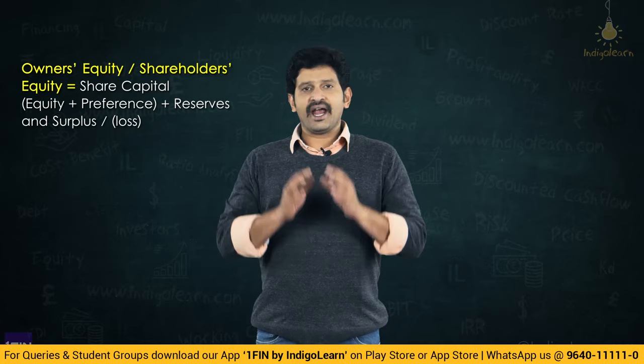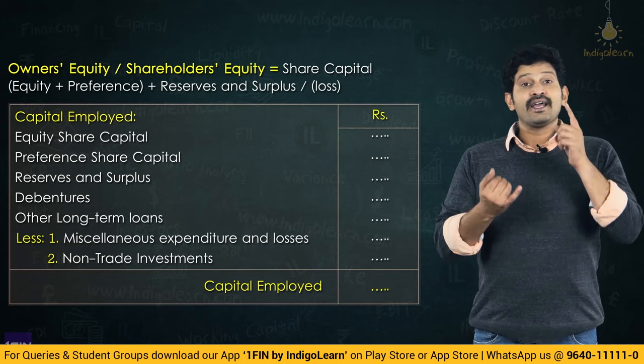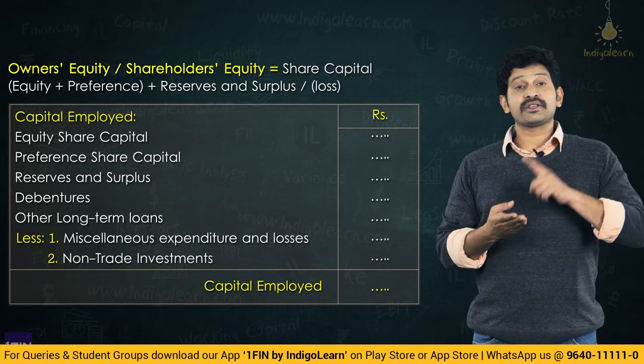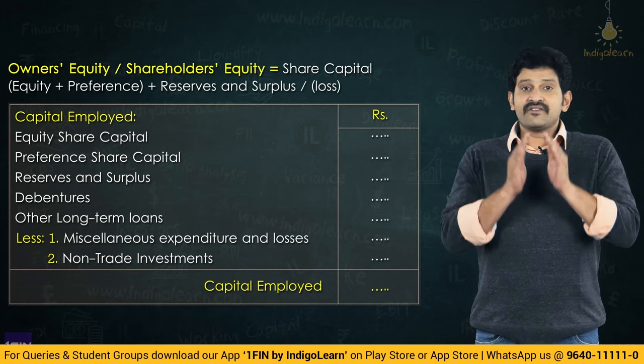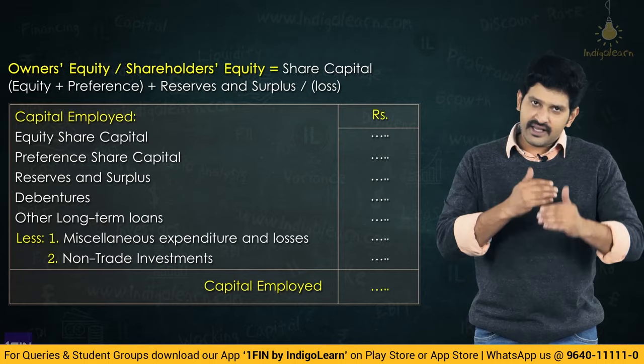And the word capital employed means the equity share capital, the preference share capital, the reserves and surplus, along with that the long term borrowings. So, this will be the capital employed. Therefore, on the liability side, we will exclude the current liabilities and the rest will become our capital employed. So, please put these two points in mind and then we will move ahead.